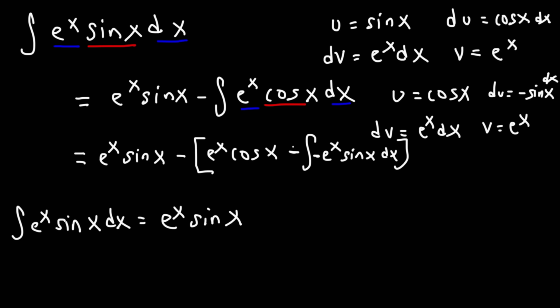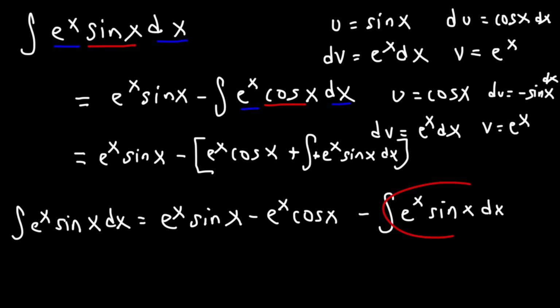These two negative signs will become positive. And then we need to distribute this negative. So it's negative e raised to the x cosine x. And then we need to apply the negative to this, which is going to be negative e to the x sine x. Now the key to solving this problem is to realize that this term is very similar to the original problem. So what we want to do is we want to add this to both sides. If we move it to the other side, we're going to have 2 times the integral of e to the x sine x, which is equal to this.